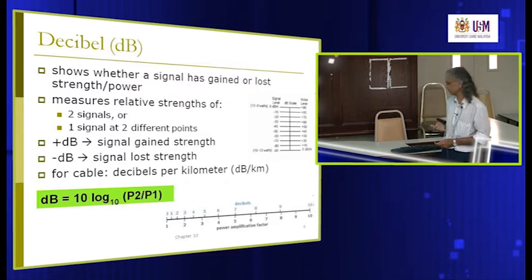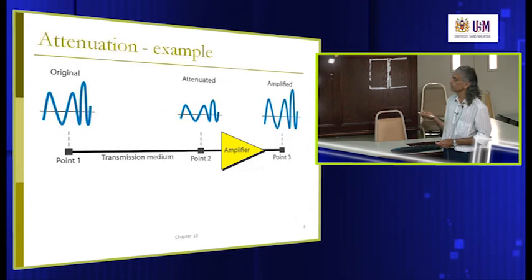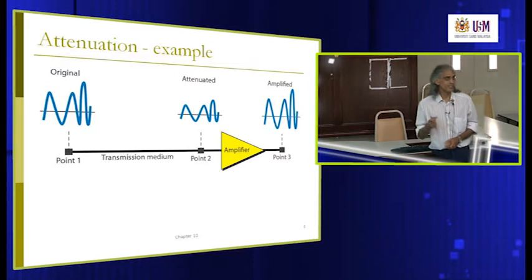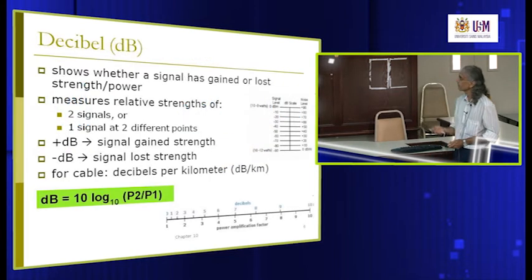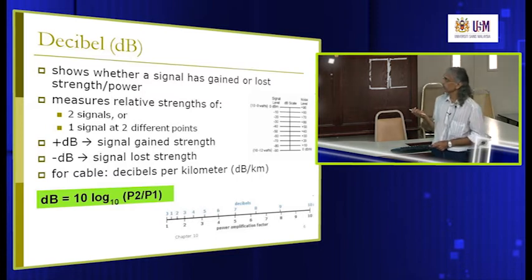For example, in the previous case, we measure the signal strength here, and then we measure the signal strength here, and then we compare whether the strength has reduced, and decreased how much. If the value is positive, it means the signal has gained strength. If it's negative, it means the signal has lost strength.